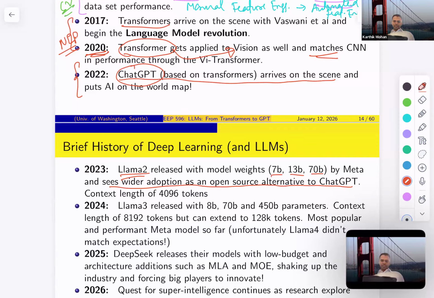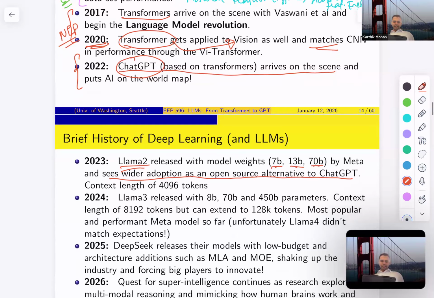So they came up with a 7 billion, 13 billion, and 70 billion version. And they had a context length of 4,096 tokens. So you'll see this terminology come in. Context length is how many tokens you can feed in the input, right? So there's the input token upper limit. It was 4,096 tokens in 2023.